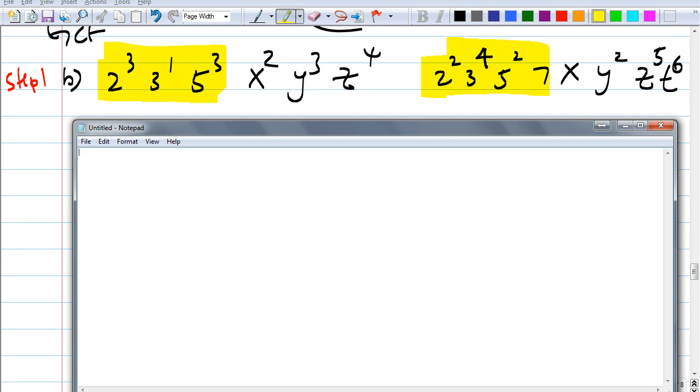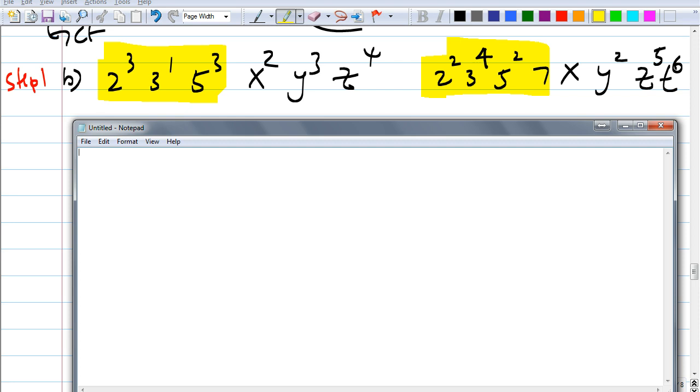Do you think it's going to be different than what we did last time, now that we introduced the variables? No, it's the same. To find GCF, it's the same exact steps. So first you do a factor tree, right? By the way, do you need to do a factor tree for these variables?